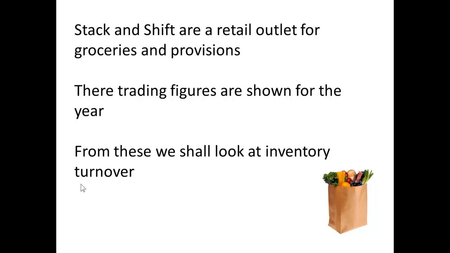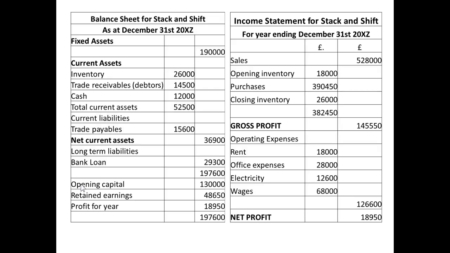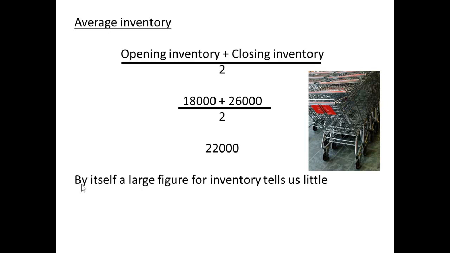So let's take something else. Stack and Shift, a retail outlet for groceries and provisions. Going to look at their trading figures for the year, and we'll determine inventory turnover. Here we are. Here are our trading figures. So opening inventory 18,000, closing inventory 26,000. Still high figures it seems for inventory, but then we look at cost of goods sold, 382,450. You can see we're dealing now with a much larger figure.